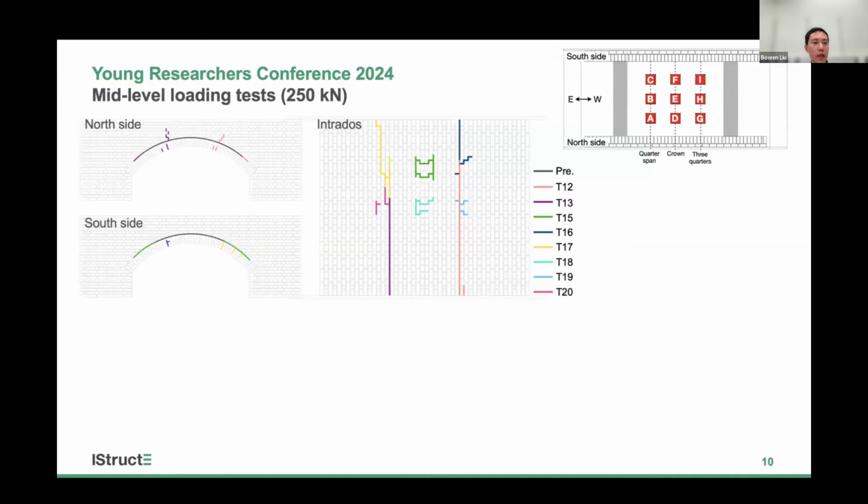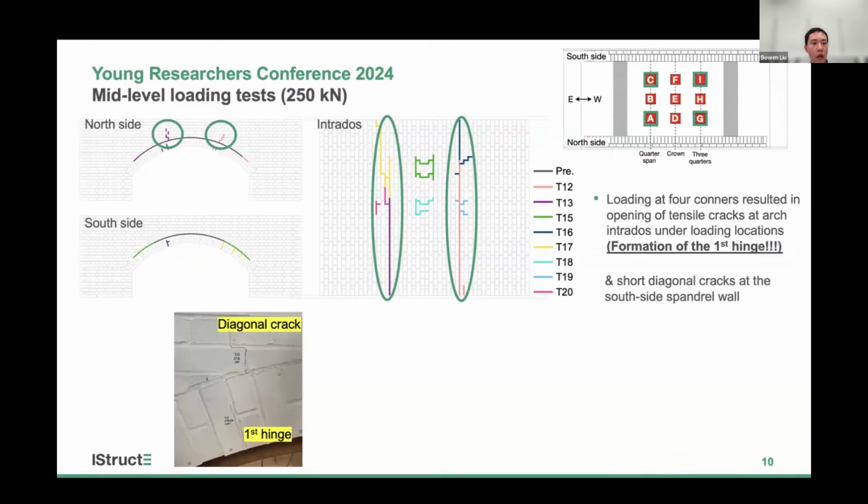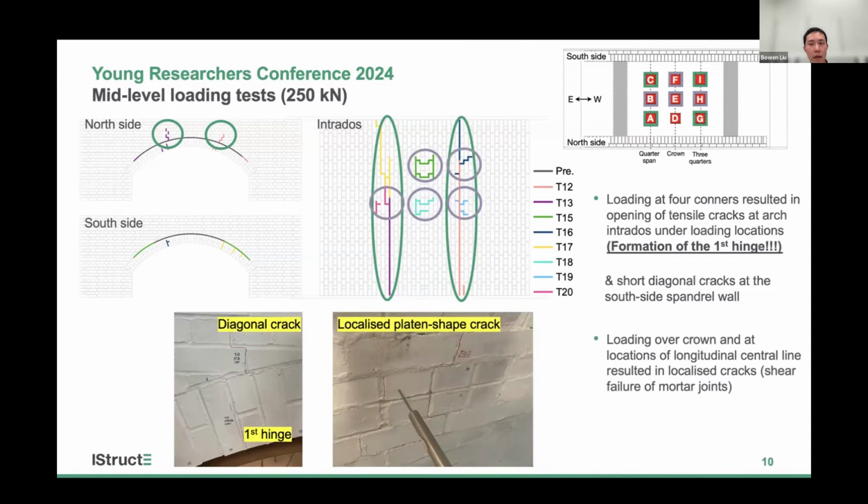And then move to the next mid-level loading test. We found when we apply load at 4 corner locations, points A, C, G, and I, the opening of tensile cracks at arch intrados under the loading location. So this is actually a sign of the formation of the first hinge. Also, diagonal cracks occurred in spandrel walls. Loading at other locations can potentially result in the localized failure of the mortar joints in the arch intrados.